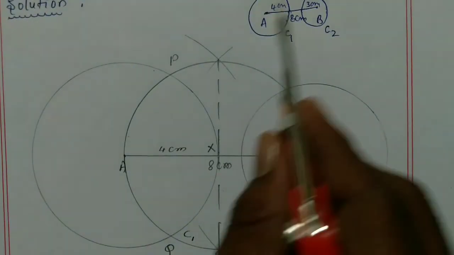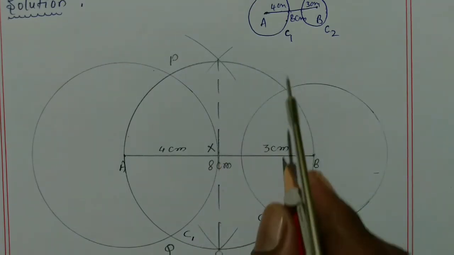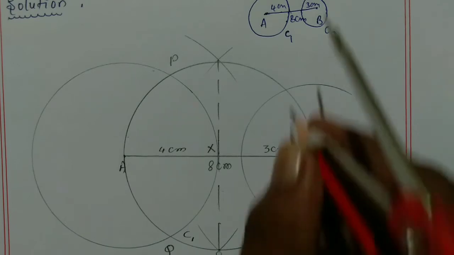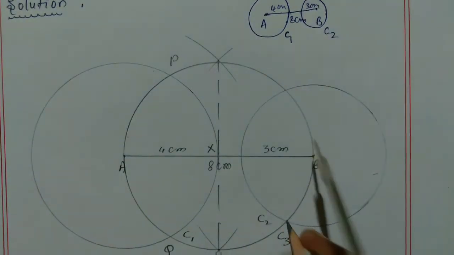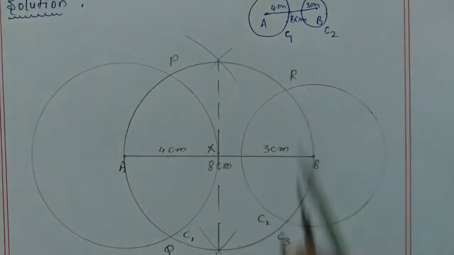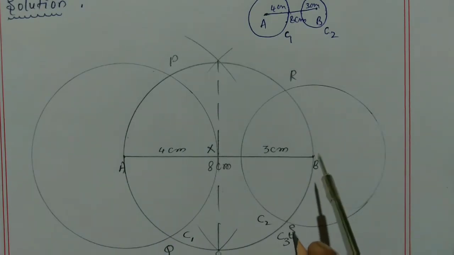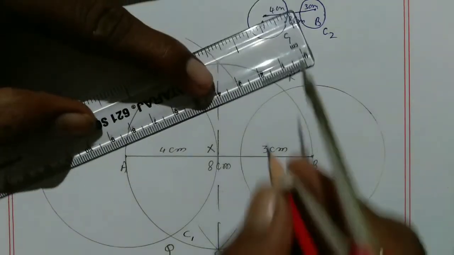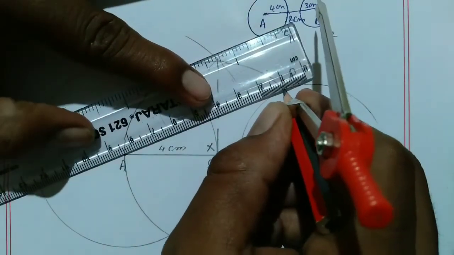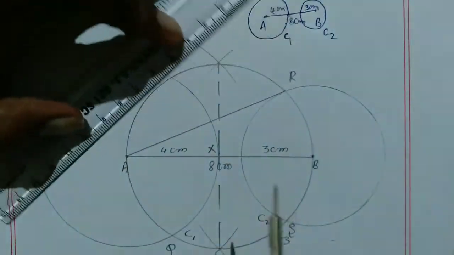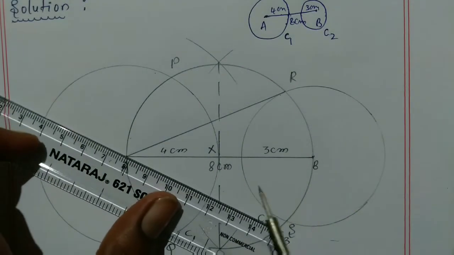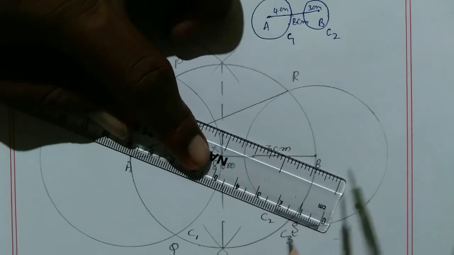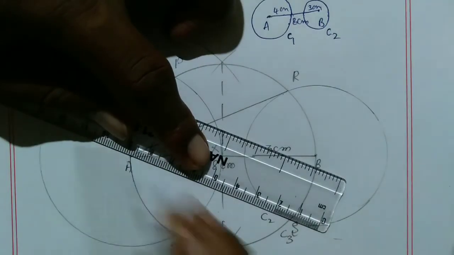Similarly, this is the C2 circle, its radius is 3 centimeter, and this is the C3 circle. These two intersect here and here. You can call these points R and S. After that, just join AR. With the help of ruler, you can join AR. This is one tangent, and also you can join AS.